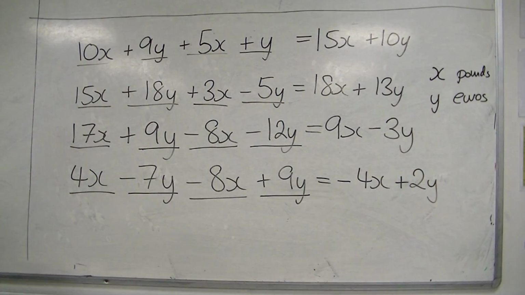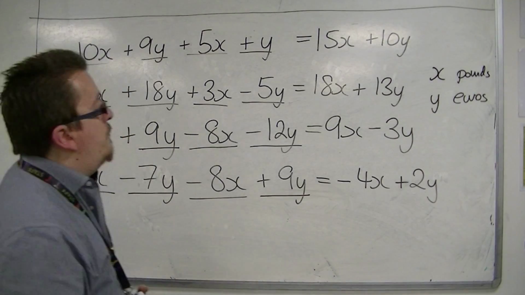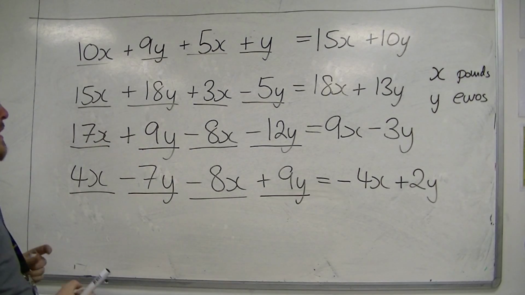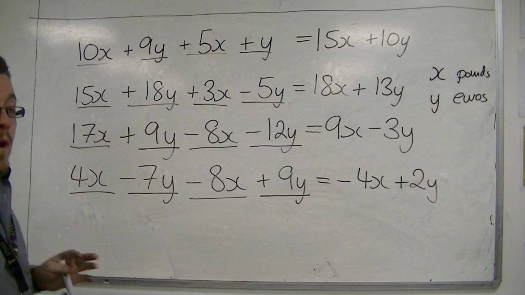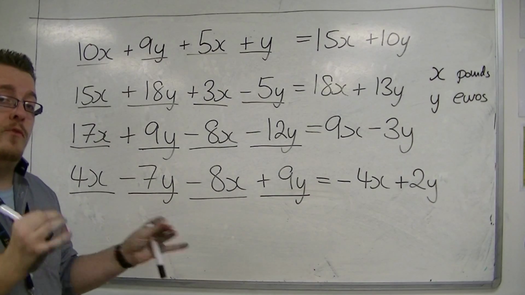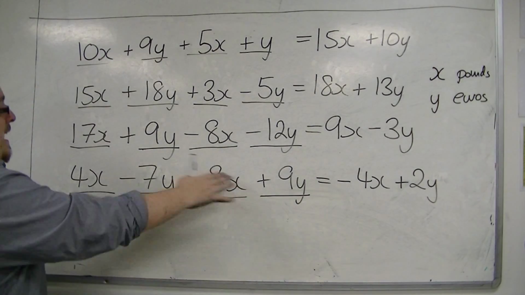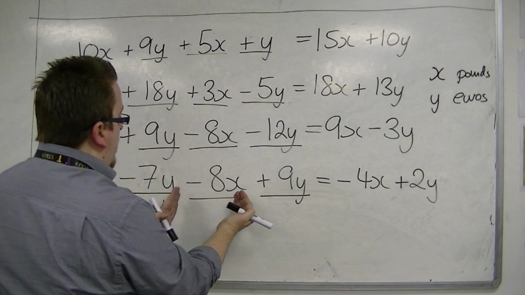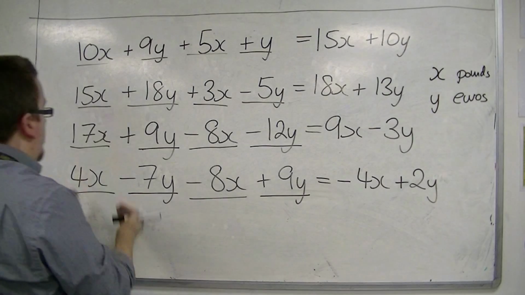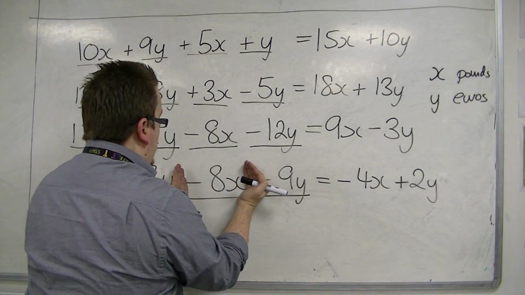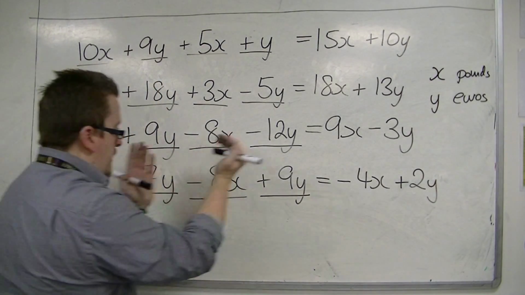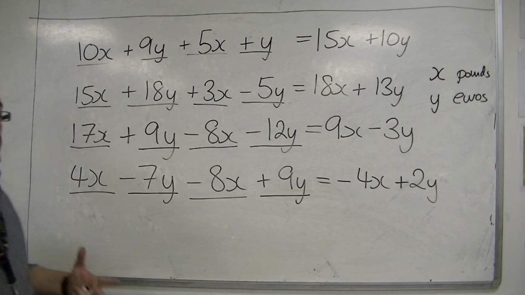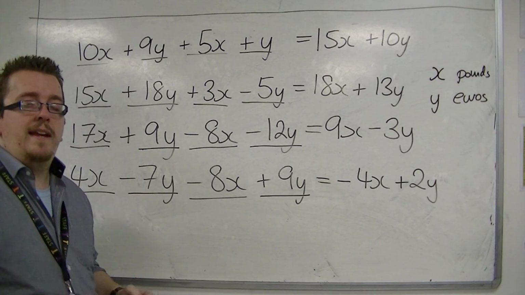So the concept here is that you deal with the x's and y's separately and take into account whether the numbers you're working with are positive or negative. If we look at this fourth example, then we have a positive number, take away, and then we've got a negative number. So 4x, take away 8x, minus 7y, plus 9y. So take each bit in turn as you go when collecting like terms.